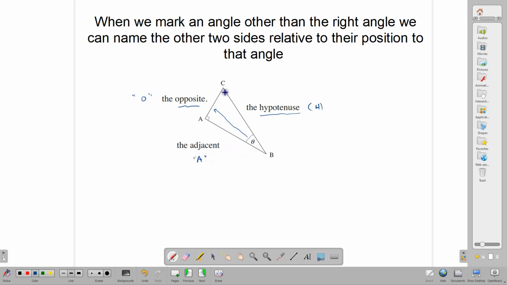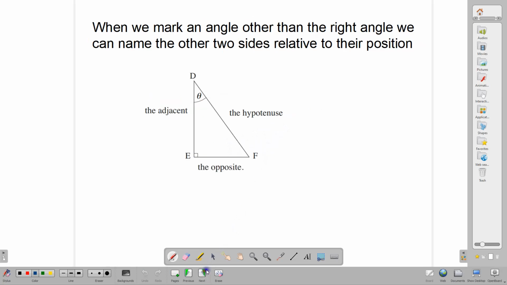Now, the side BC is also lying next to it. These two sides are lying next to the angle, but this one already got a name. We call it the hypotenuse because it is the longest side, special name. The other two sides are given names based on where this angle is. So because this angle is here, theta, this side, which is right across from it, is called the opposite side, and that is what it means in mathematics when we say opposite. We say directly across from. So the opposite side is AC. The adjacent side is AB, and the hypotenuse is BC.